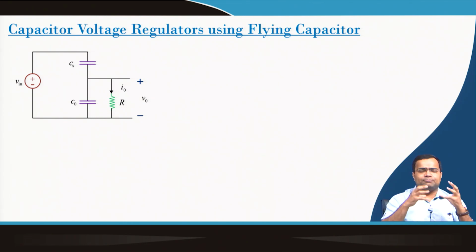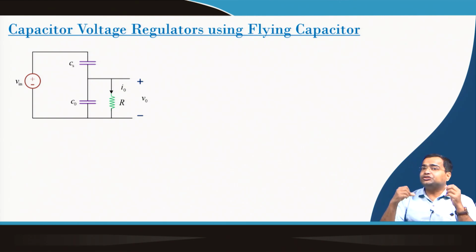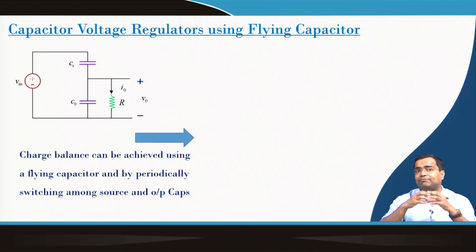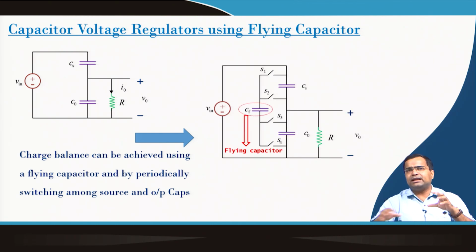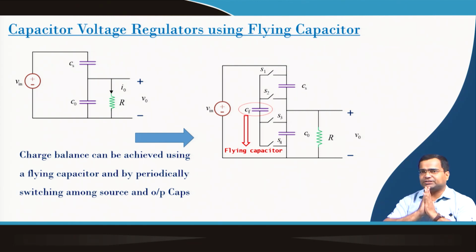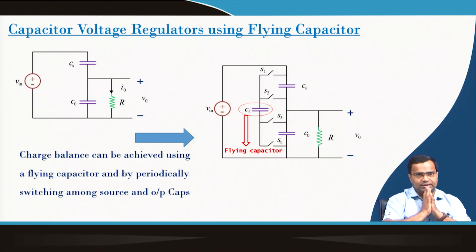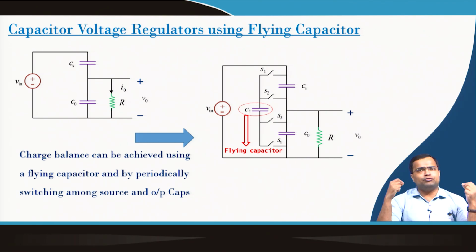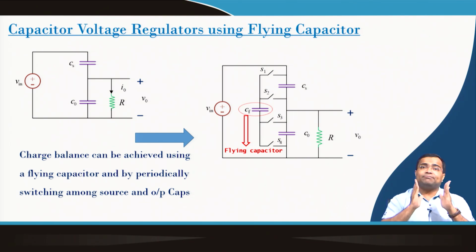But now, suppose we find a mechanism by which we can maintain the charge balance by means of a switching action. That charge balance can be achieved using a flying capacitor, by periodically switching this capacitor back and forth between the source and the load output capacitor. This Cf is the flying capacitor, and you can see there are 4 switches. In some cases, I will show you that you do not even need a source capacitance, because the flying capacitor itself can be connected between the output capacitance and the input voltage.